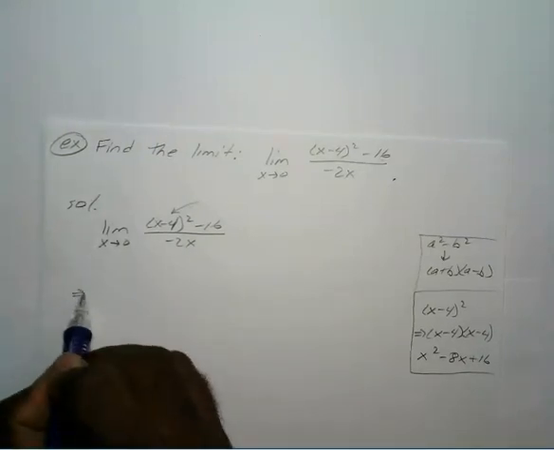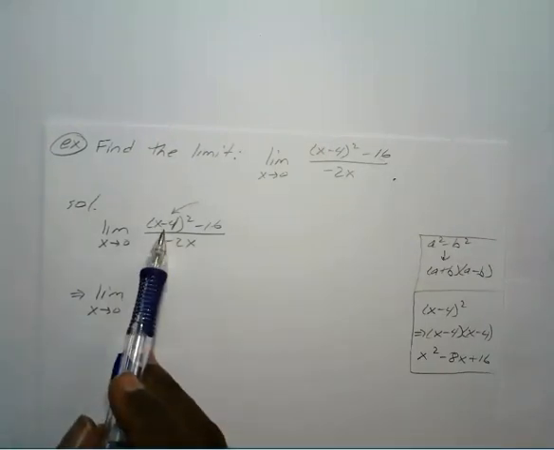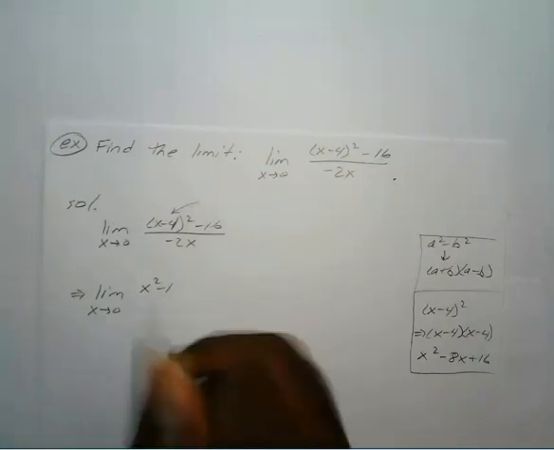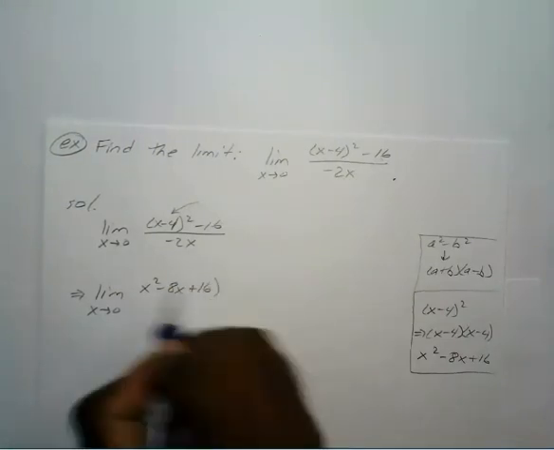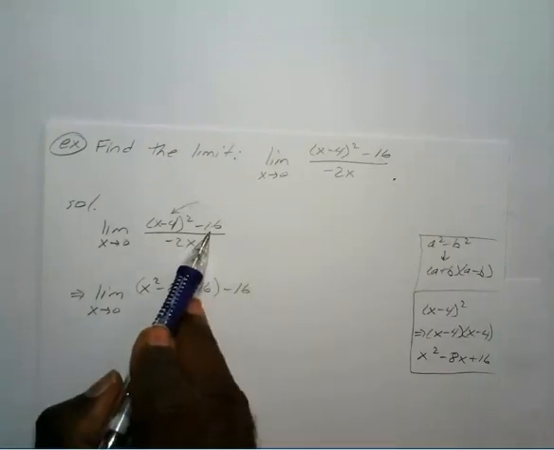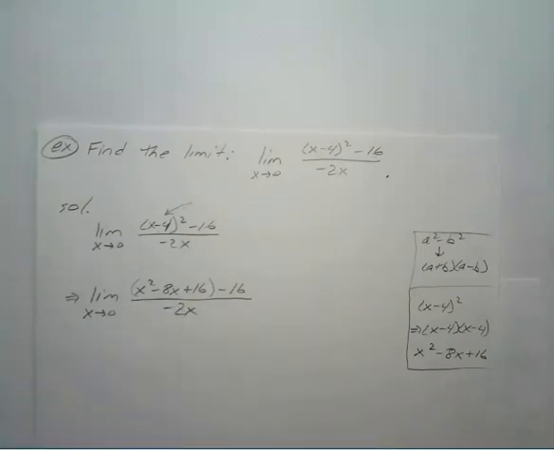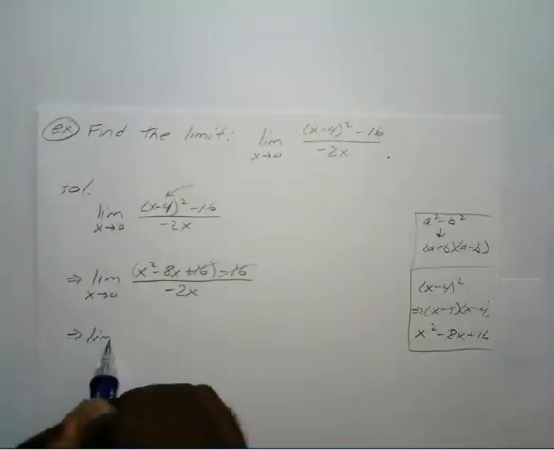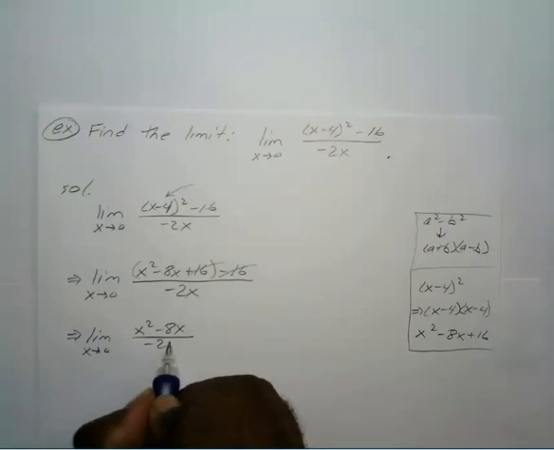Okay, so that means you have the limit as x approaches 0. This just becomes x squared minus 8x plus 16 minus 16. Can't forget that minus 16 there. All over -2x. Alright, so you see that since it's positive, you can go ahead and drop the parentheses here. But these two will cancel each other out. So you have the limit as x approaches 0 of x squared minus 8x all over -2x.